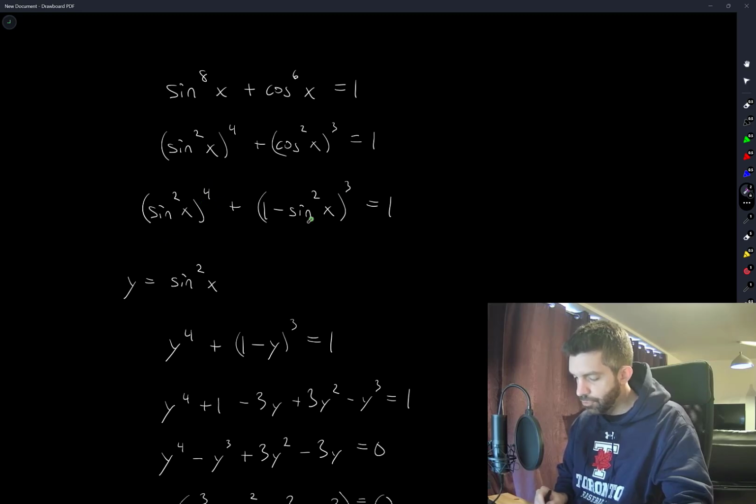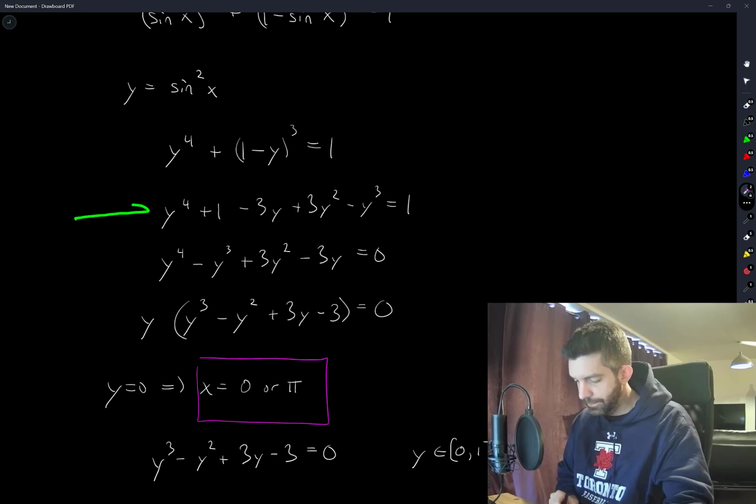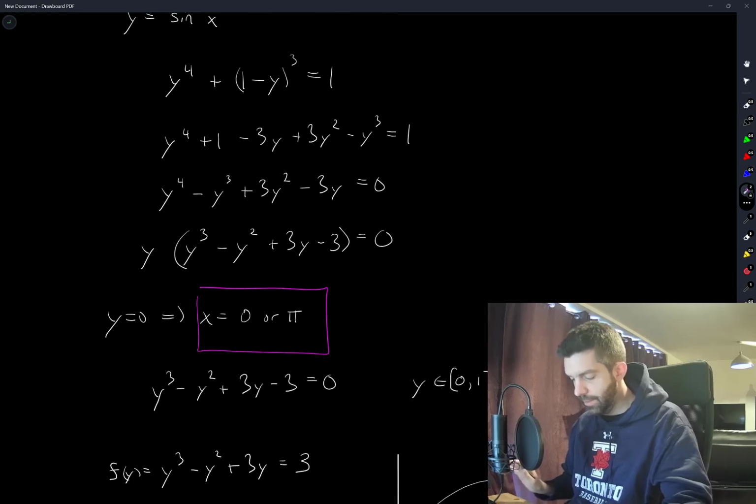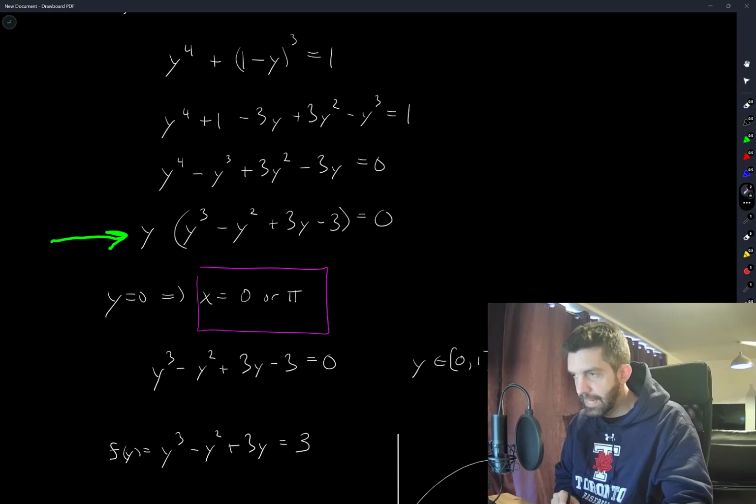And I used a trig identity on cos squared to write it as 1 minus sine squared. So this is 1 minus y cubed. And then I've expanded this, and assuming I did the algebra correctly here, this simplifies to the following. So we're looking for roots of this equation, and we have to keep in mind that because y is equal to sine squared, y can only take values between 0 and 1.